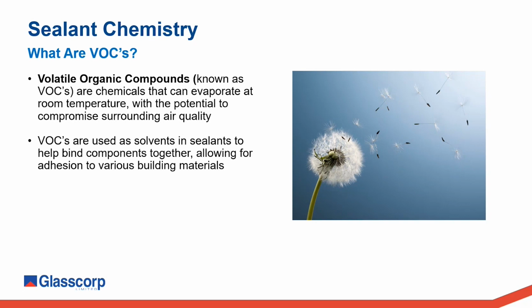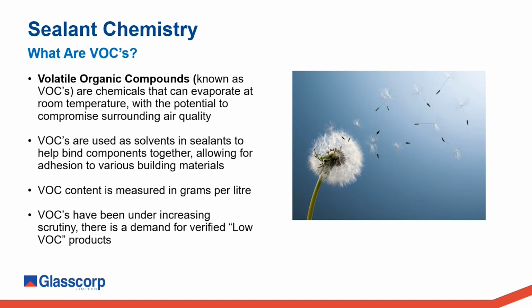VOCs are used as solvents in sealants to help bind components together, allowing for adhesion to various building materials. They're normally measured and presented in grams per litre. And generally, VOCs are coming under increasing scrutiny and regulation. So there's a growing requirement for products that are designated low VOC. Different sealant technologies will inherently have different levels of VOCs. Some newer sealant technologies will often be engineered to minimize or eliminate the use of VOCs wherever possible.